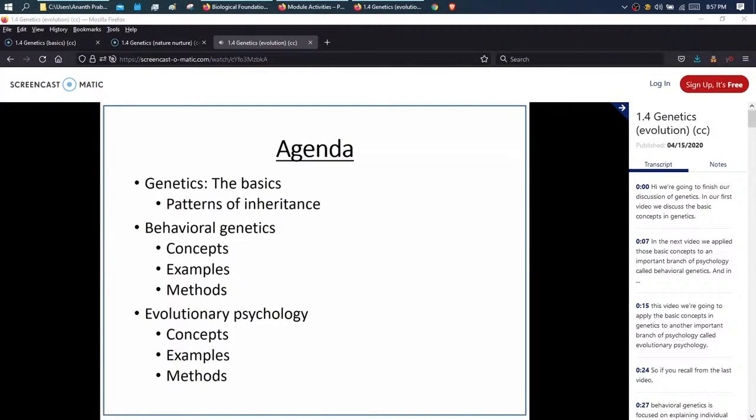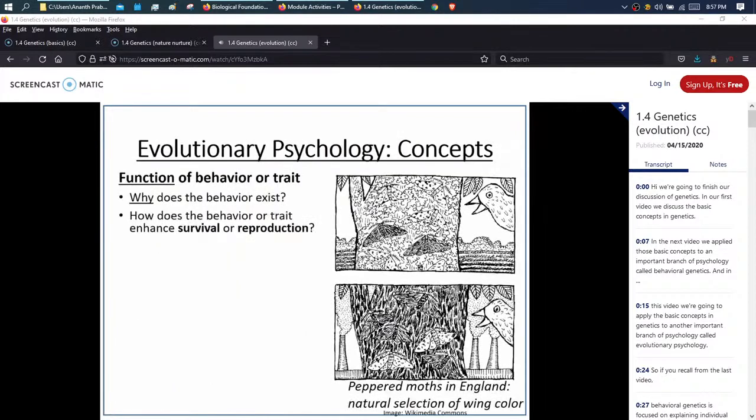So if you recall from the last video, behavioral genetics is focused on explaining individual differences among us. It's focused on nature versus nurture. It is not concerned with where those genetic variations came from or why. Okay, so that is the domain of evolutionary psychology.